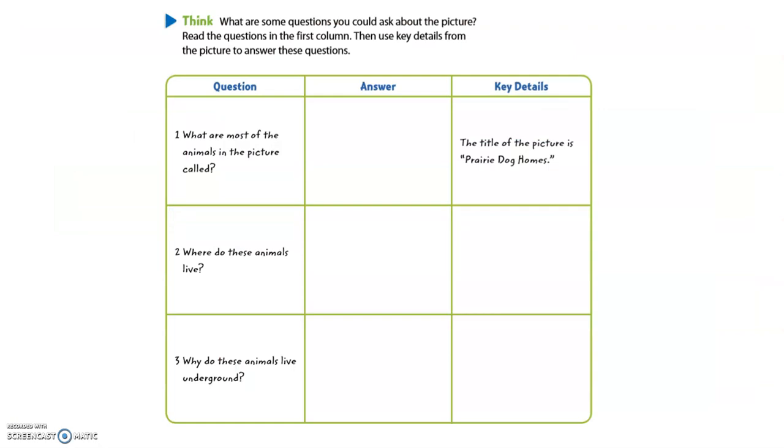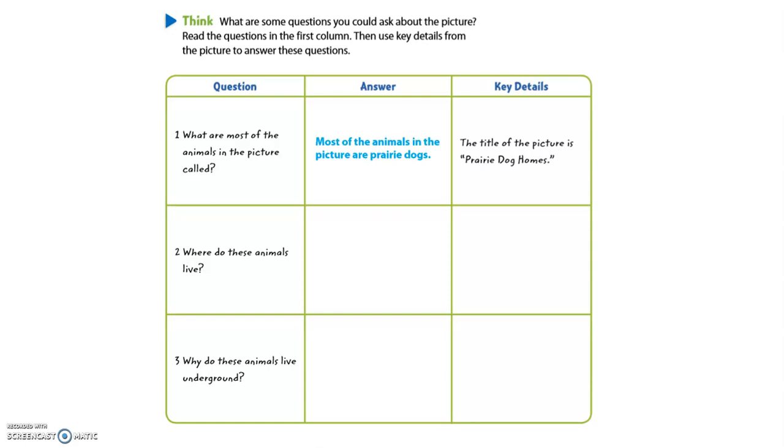Read the questions in the first column, then use key details from the picture to answer the questions. Question number 1. What are most of the animals in the picture called? Remember, a key detail is that the title of the picture is Prairie Dog Homes. So if you answered, most of the animals in the picture are called prairie dogs, then you are correct.